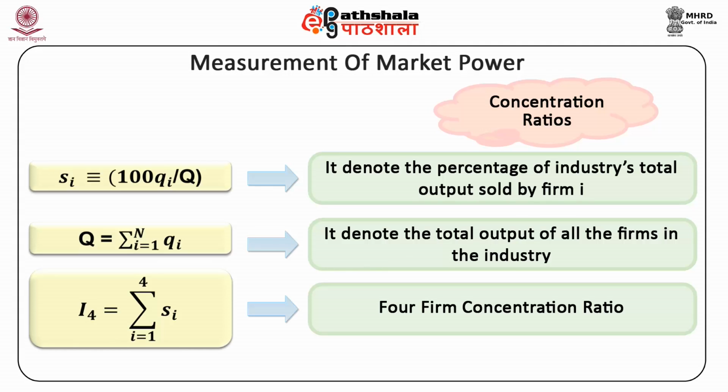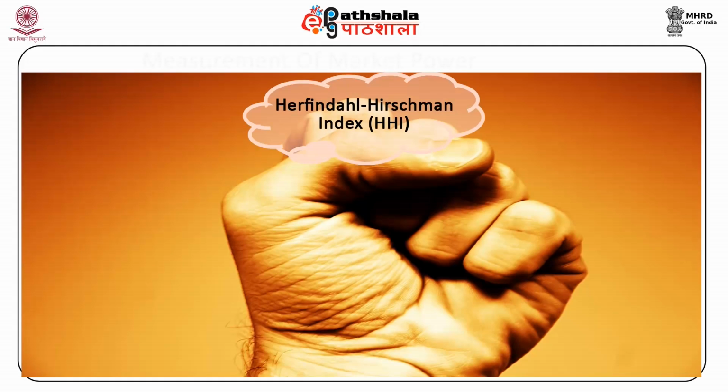However, this measure was not free from limitations. Firstly, it ignored all firms beyond the fourth largest and also did not account for the relative distribution among the first four. Third is Herfindahl-Hirschman Index, popularly known as HHI.